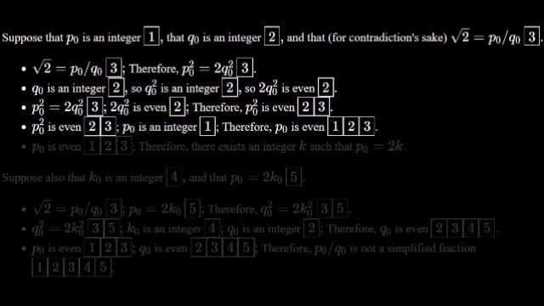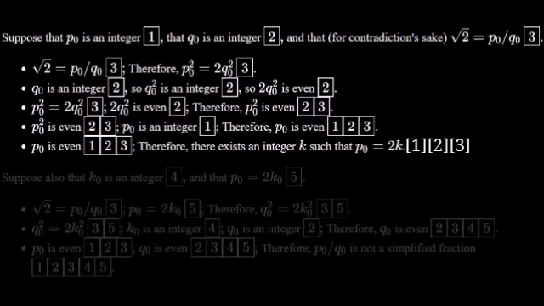is irrational. Okay, now p0 is even. That one we just proved using tags 1, 2, and 3. Therefore, there exists an integer k such that p0 can be written as twice k. So this one also carries tags 1, 2, and 3 because it uses p0 being even.